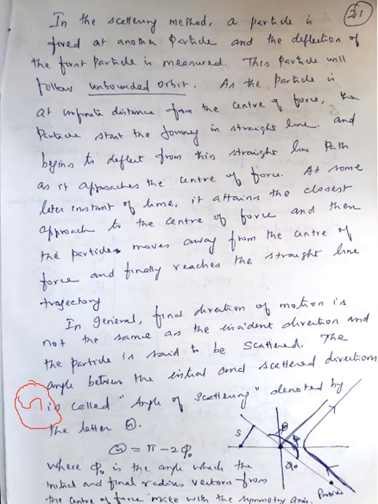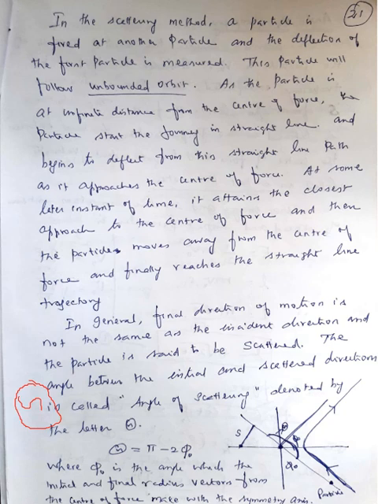What basically happens in scattering? Let us consider a particle and another particle. The first particle will hit or apply a force on the other particle. And the deflection of the first particle is measured. When this collision takes place, it will be scattered in one direction. So that deflection of the first particle is measured.